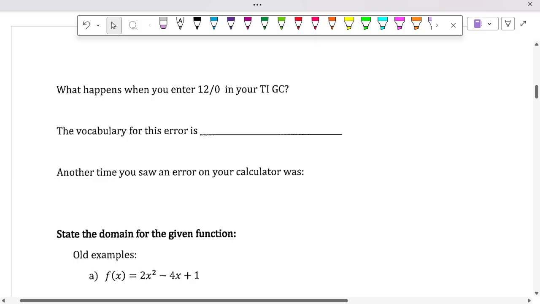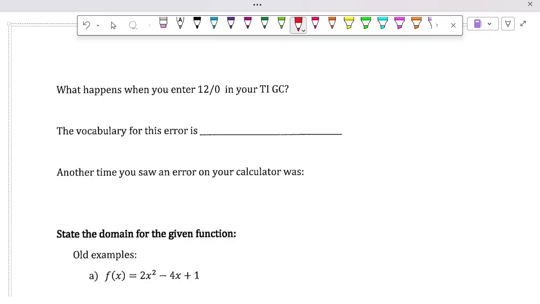So what happens when you put 12 divided by 0 on your calculator? The vocabulary for this error is what? So put it in your calculator real quick. Tell me the type of error you get. What does it say? Syntax. It's known as syntax.